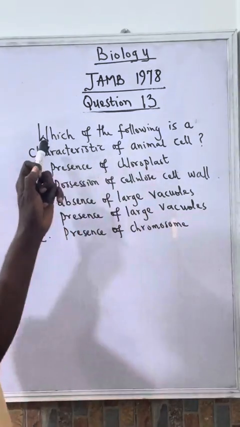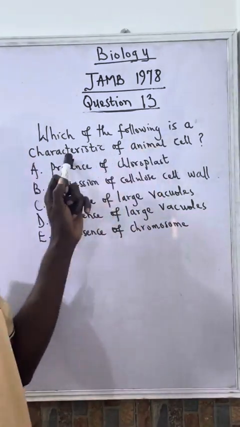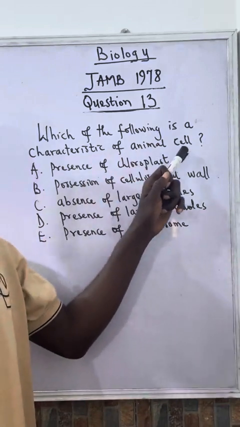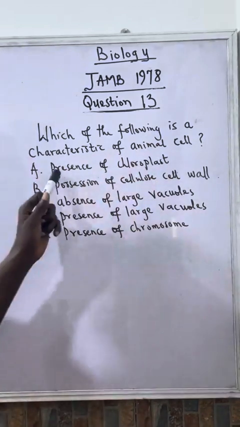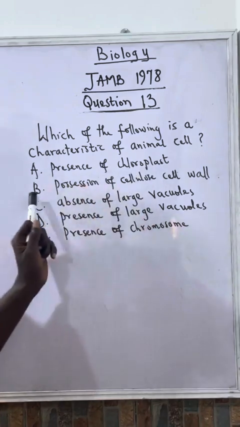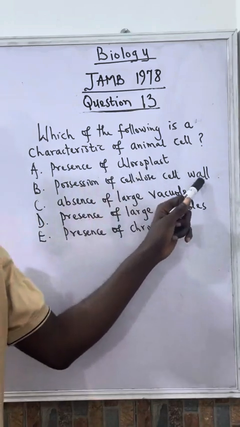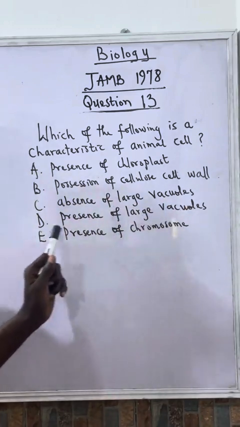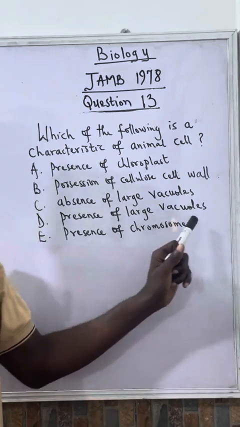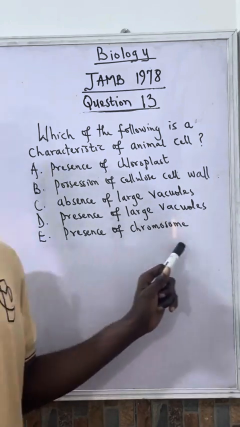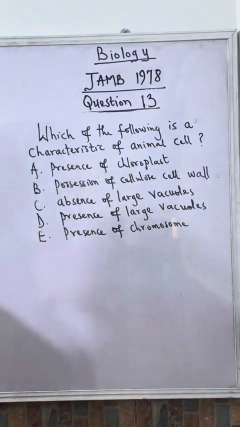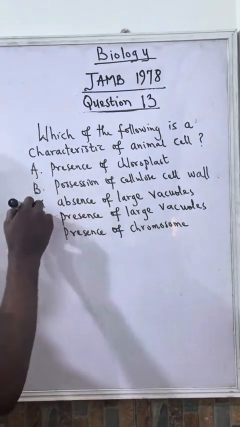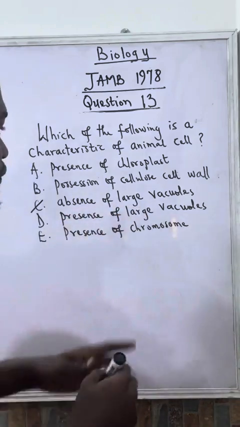Consider this biology question. Which of the following is a characteristic of animal cell? A. Presence of chloroplast. B. Possession of cellulose cell wall. C. Absence of large vacuole. D. Presence of large vacuole. E. Presence of chromosome. The correct answer to this is option C, which is absence of large vacuole.